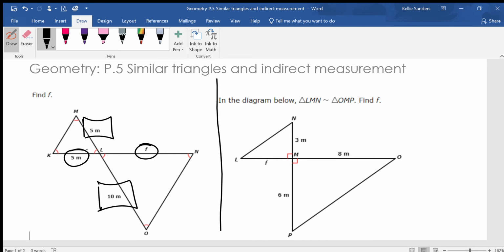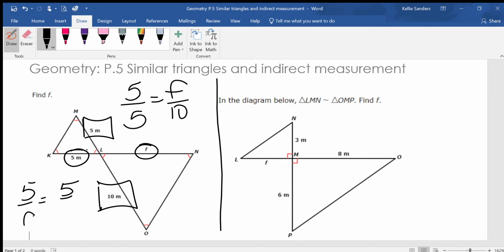So 5 is to F as 5 is to 10. Or you can do 5 is to 5 as F is to 10. This may not make sense to you because the 5s are the same. So if it's 5 over 5, what would it be if it's blank over 10? 10. Or you could cross multiply and divide again.